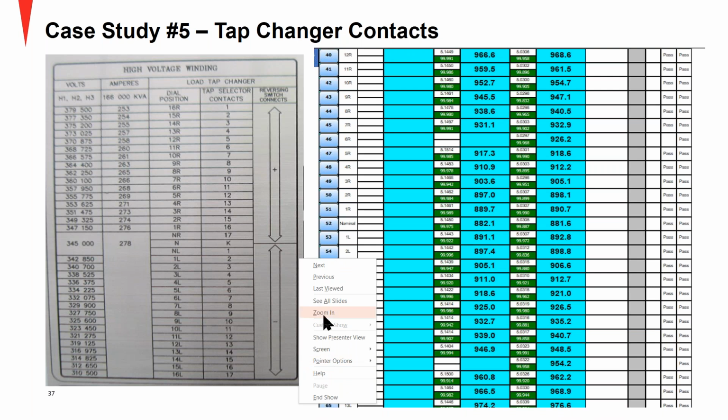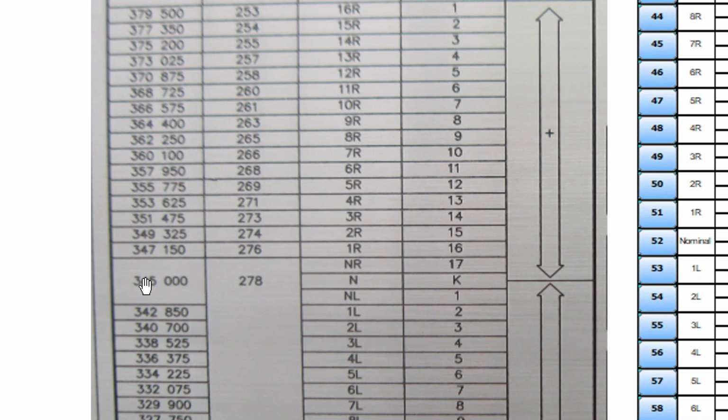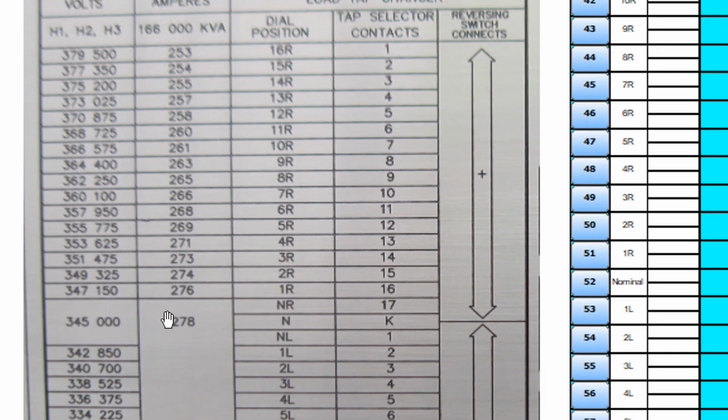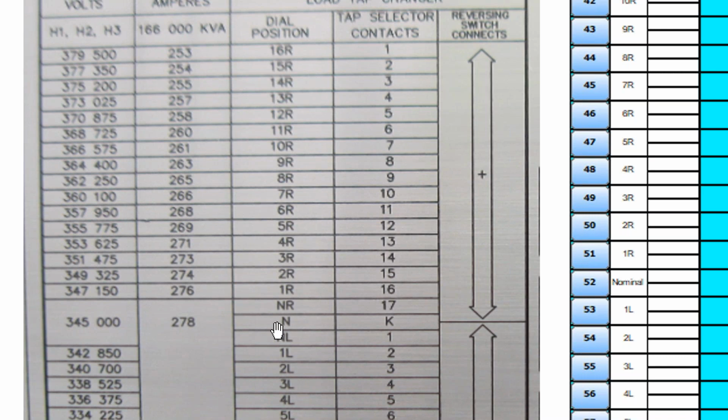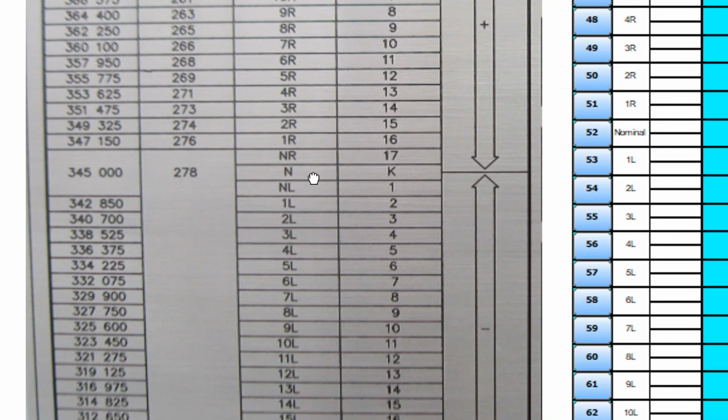So let me zoom in real quick and show you guys. You have the 345 kV as your nominal tap, and then you have successive taps that go higher in voltage as you go from your neutral to 16 rise, and then your voltages drop as you go from neutral to 16 lower.